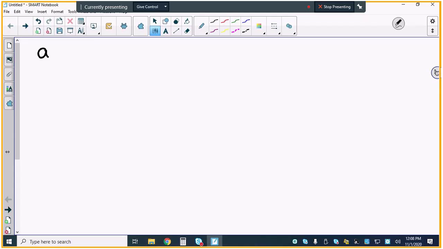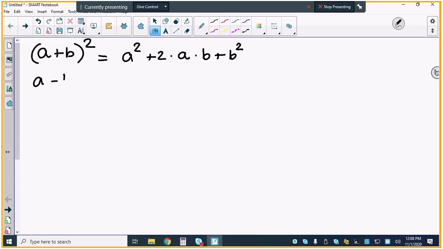Say I have quantity 1 plus quantity 2 and I square them, then I'm supposed to get the first quantity squared plus 2 times the first quantity times the second quantity plus the second quantity squared. And if I have first minus second to the power 2, then I'm supposed to get first quantity squared minus 2 times first times second plus second quantity squared.